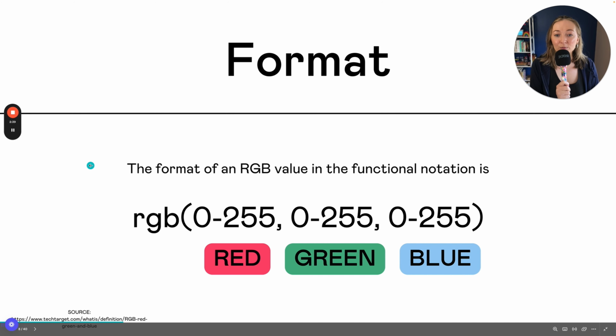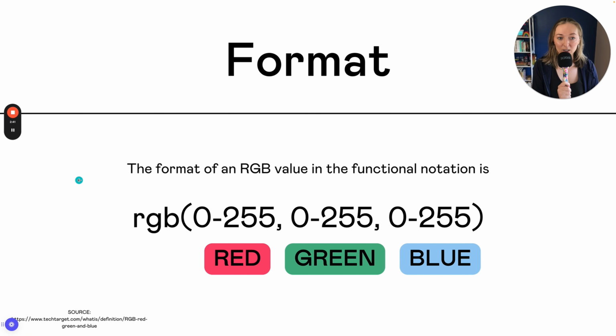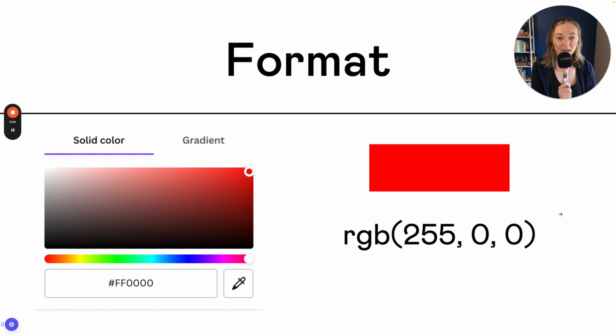So the way that we write an RGB color looks like this. We type out RGB, and then we have a parentheses, and then we put the number for red. So what percent red is in that color? How much red is in there? It's going to be a number between 0 to 255. Then we write comma, and then we write the number for green, comma, the number for blue, and then end parentheses. So that's what the format looks like for writing RGB colors.